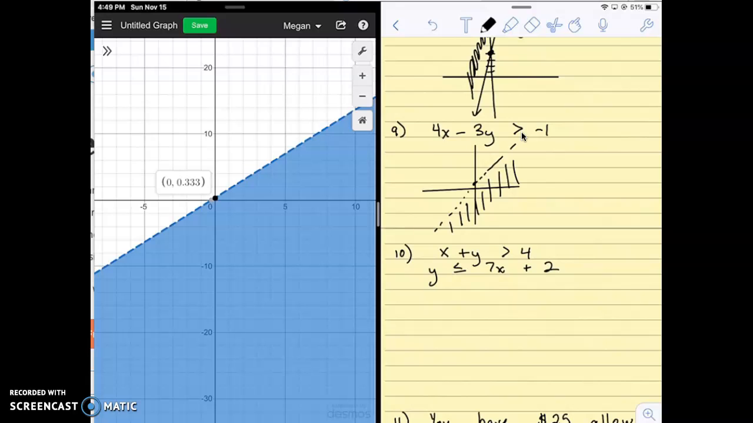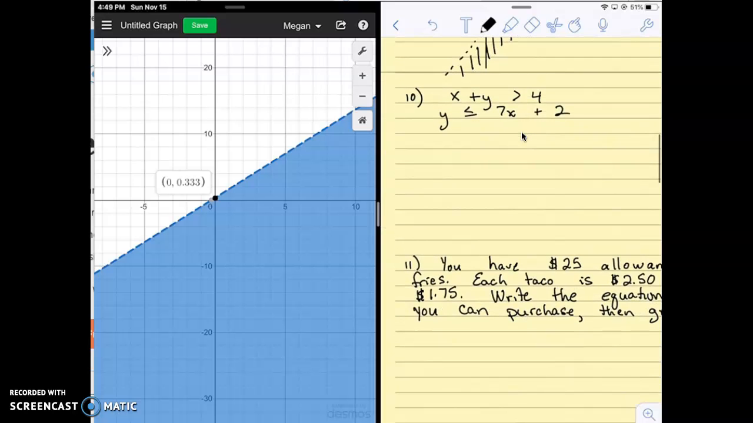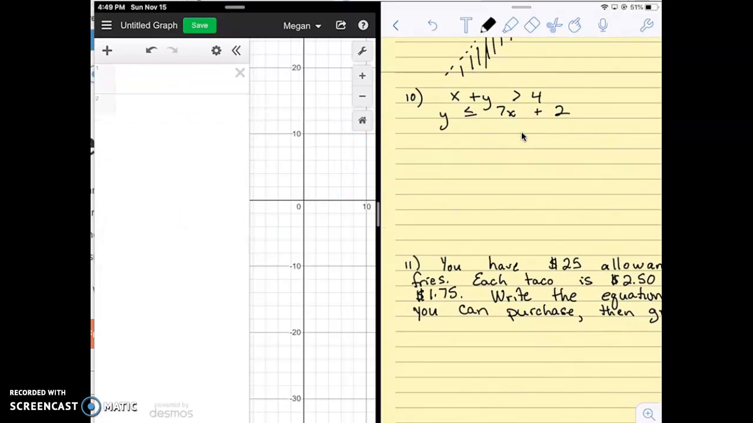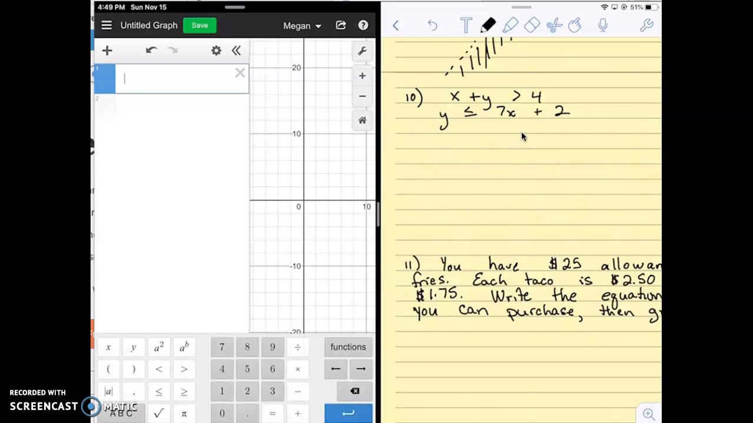Number 10 works the same way. I'm checking to see, number 1, that you can program in 2 equations at the same time, and number 2, that you can pick the right graph based on its visual characteristics. So we're going to clear this out again. X plus y greater than 4. First thing I'm noticing is I'm shaded up and it's a dotted line.